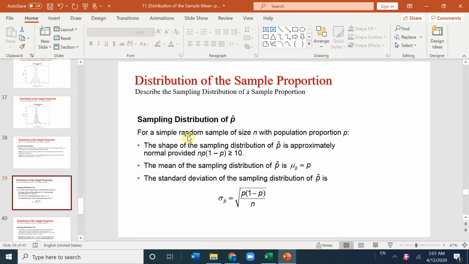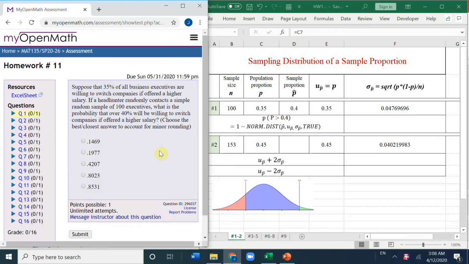So, for a simple random sample of size n with a population proportion p, there is a constraint: n times p times 1 minus p has to be greater than or equal to 10. The mean of the sampling distribution of p hat, mu p hat, is p. The standard deviation of the sampling distribution of p hat is the square root of p times 1 minus p over n. Now let's do some problems.